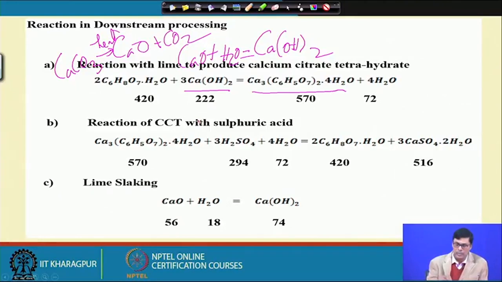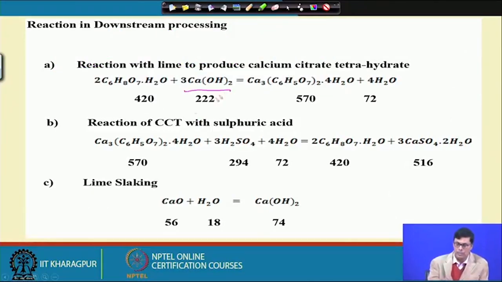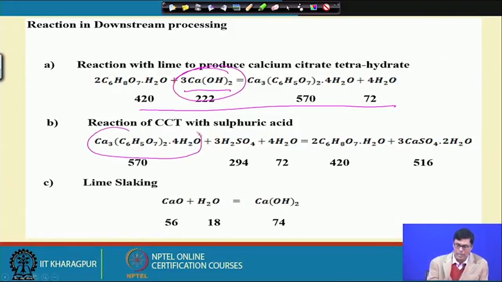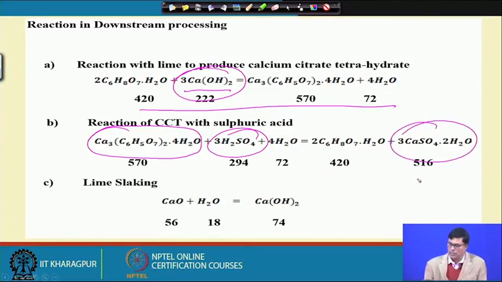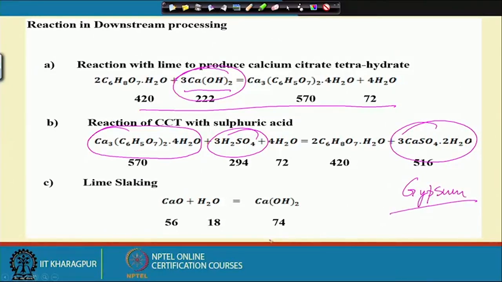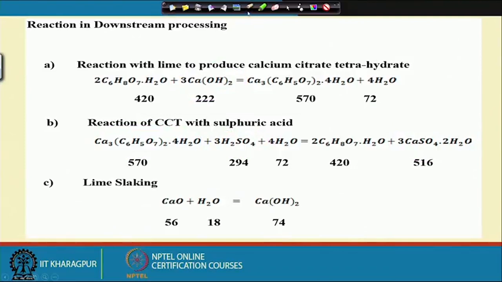This is available in the mines. If you know the stoichiometry, you can easily calculate how much lime is required, and if you know how much calcium citrate is formed, you can find out how much acid is required, and if you know how much acid is required, you can also find out how much gypsum is produced. This is called gypsum. Gypsum is a good ingredient for the cement producing industry.